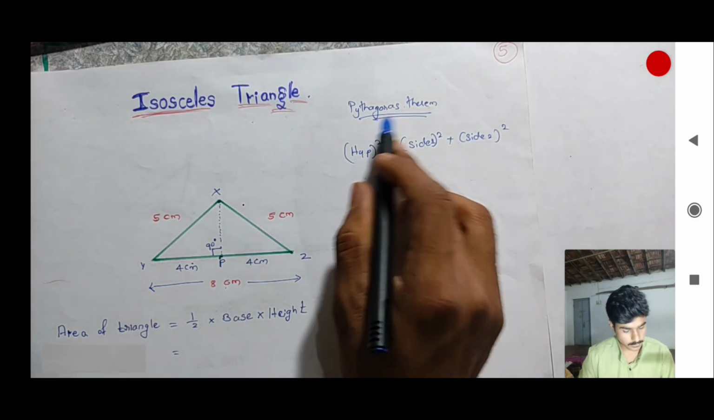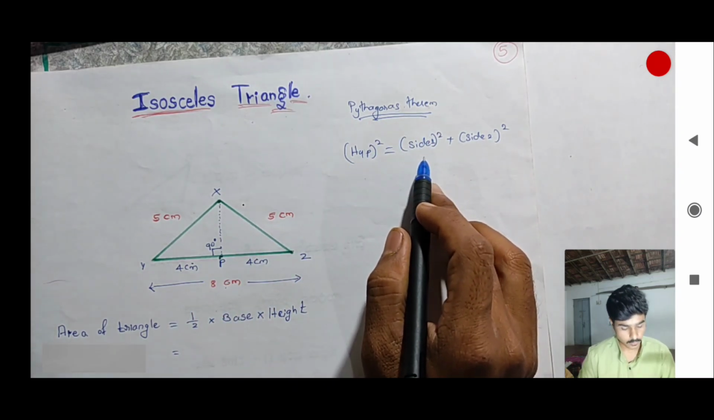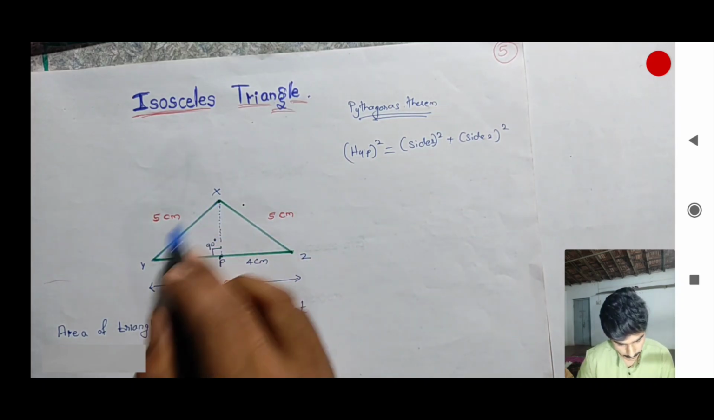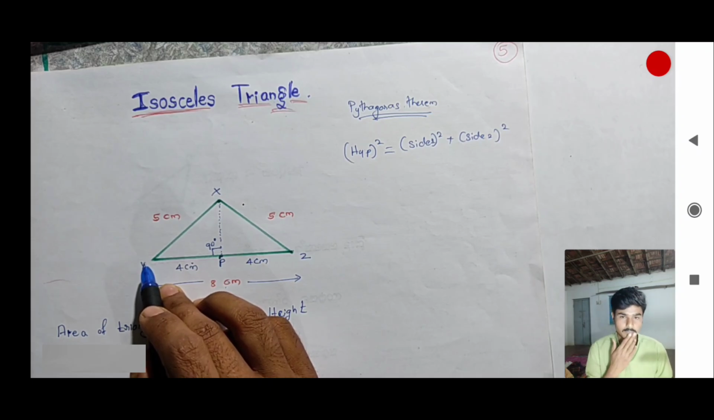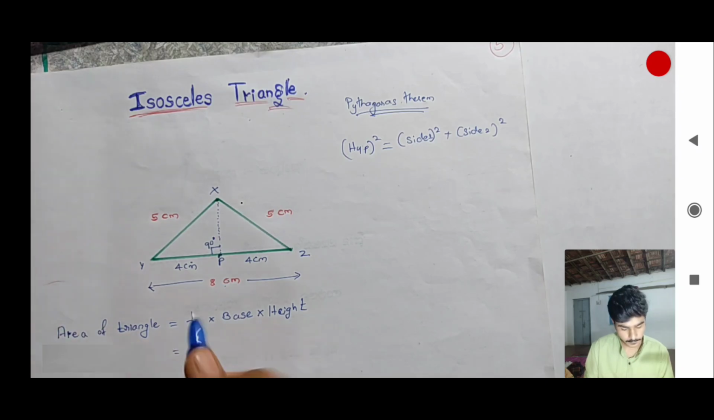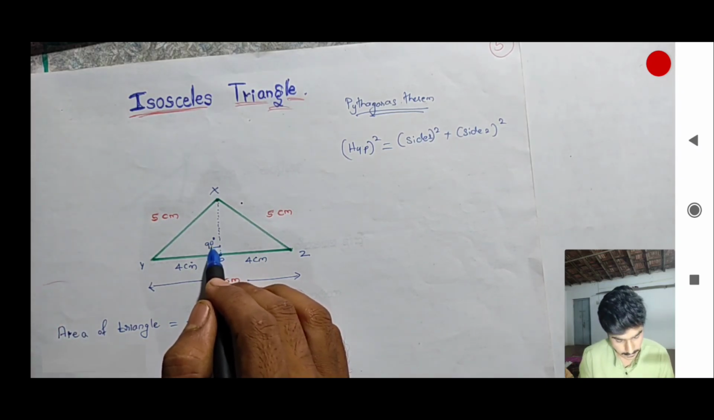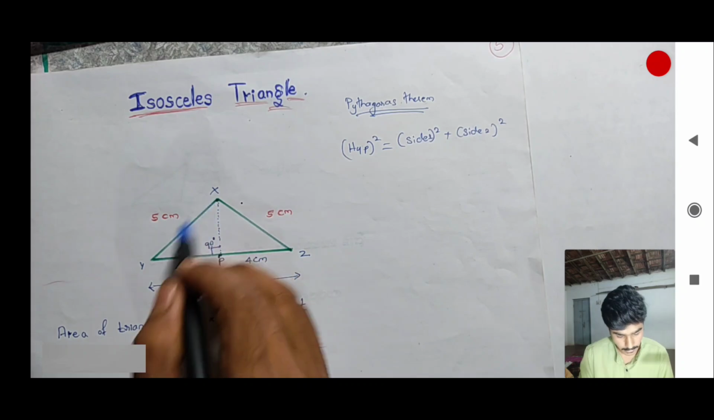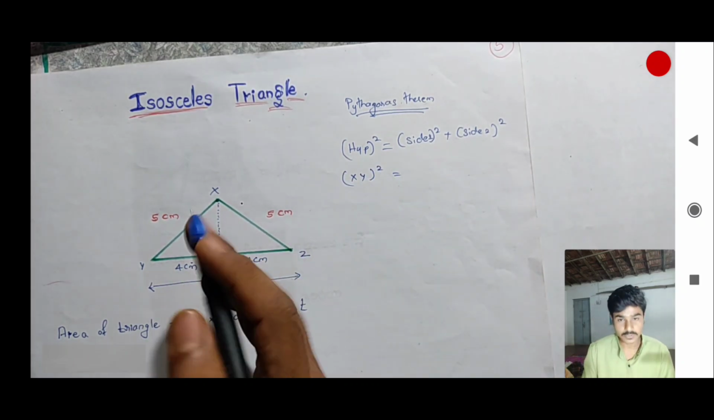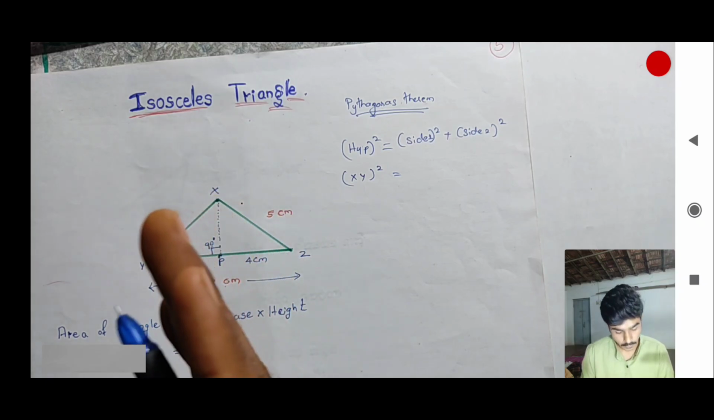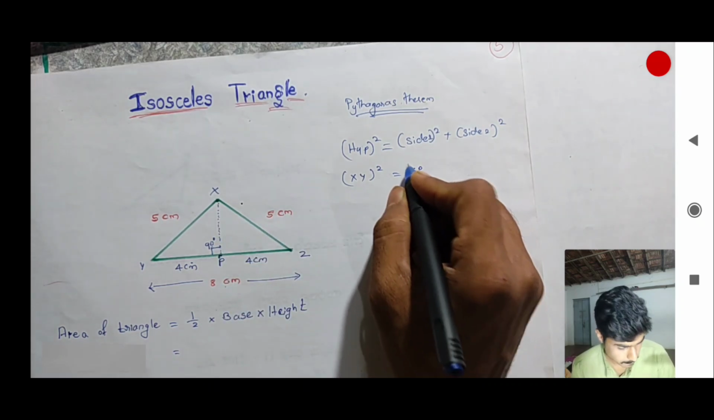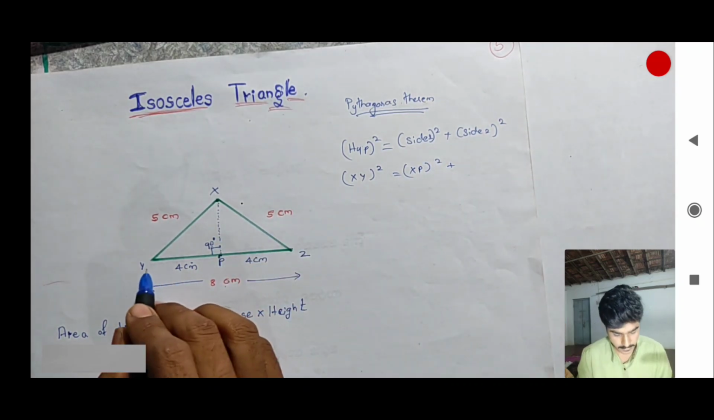Pythagoras theorem says hypotenuse square will be equal to the sum of the squares of the other two sides. So here hypotenuse will be XY. Why XY? Because hypotenuse is always opposite to the 90-degree angle. So here it is 90 degrees, so the opposite side will be XY. XY square is equal to the sum of the squares of the other two sides. Here one side is XP square plus another side is YP square.